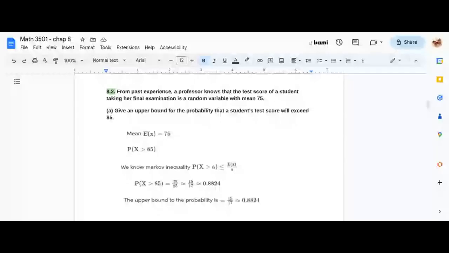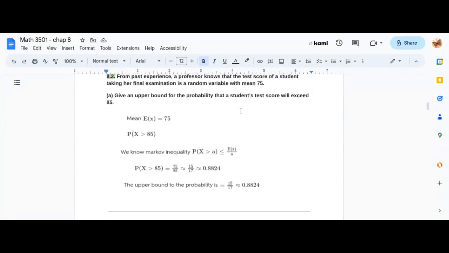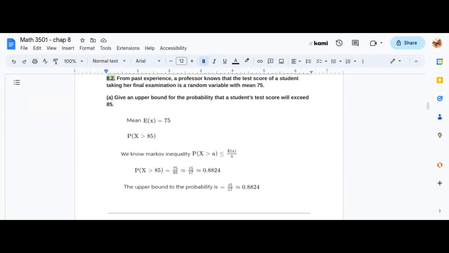Can you see my screen? Not yet. Yes, now. I don't know if I did it correct, but I'm gonna try it.